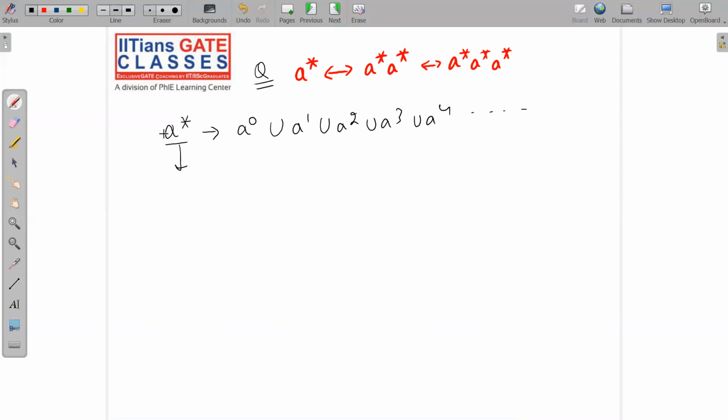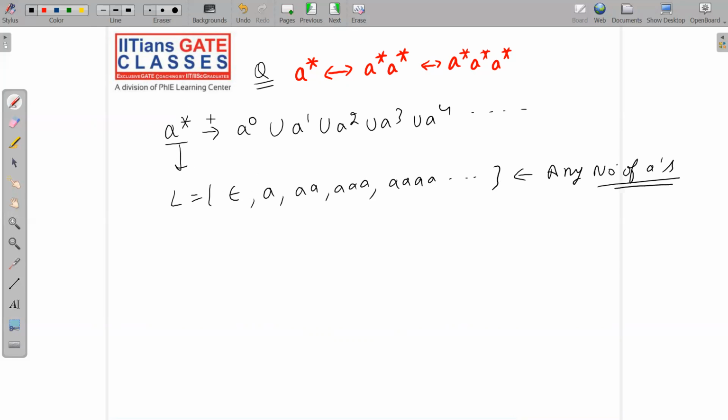What regular language is a star representing? The language will be: a power 0 is null, a power 1 is a, a power 2 is double a, a power 3 is triple a, a power 4 is four a's, and so on. So any number of a's is represented by a star. That means zero a's, single a, double a, triple a, 4 a's, 5 a's, 6 a's, 7 a's, and so on. Now you have got an idea about a star.